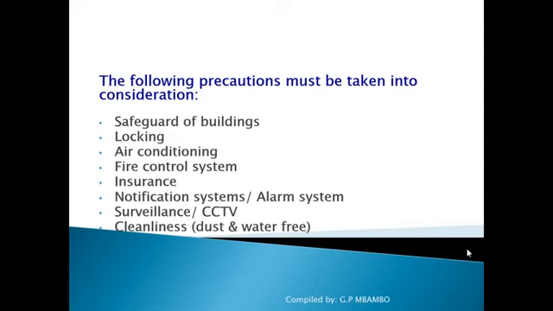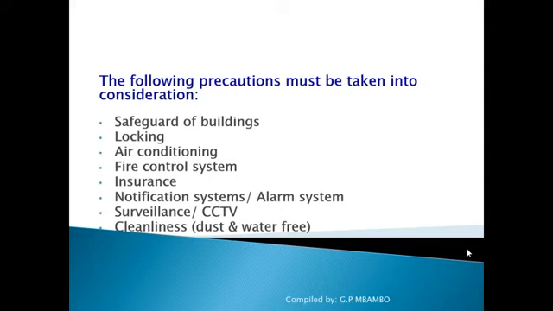Let's say there are computers in an organization. These computers must be protected from theft. Computers can be stolen, printers can be stolen, and other ICT equipment might be stolen. So this list is of utmost importance for the safeguard of equipment. Safeguard of buildings, meaning we need security personnel 24 hours. The locking: where the equipment is kept must be locked.